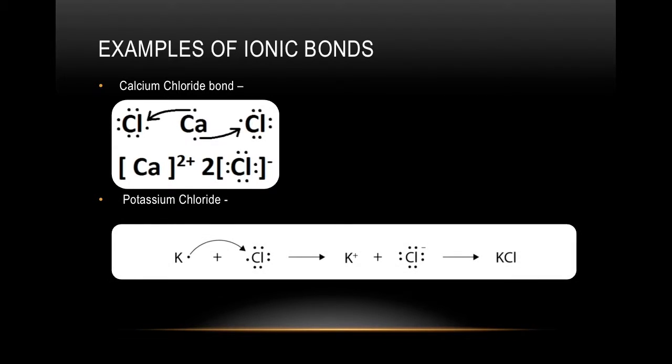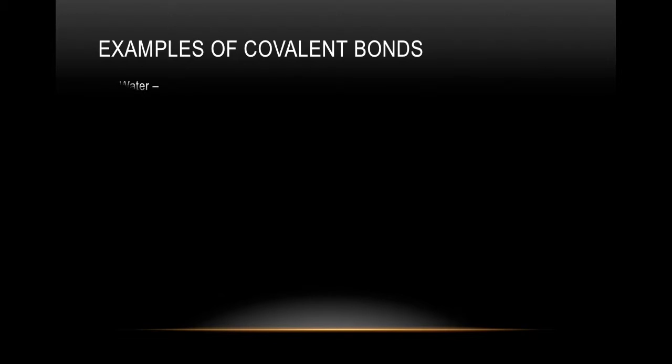And of course, you have potassium chloride, where potassium has 1 valence electron and chlorine needs 1, and they form a bond called potassium chloride. And of course, they get charged in an ionic bond. In a covalent bond, you don't really have charges. And let's see examples of covalent bonds.